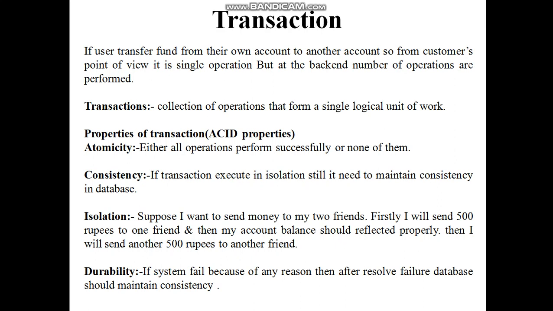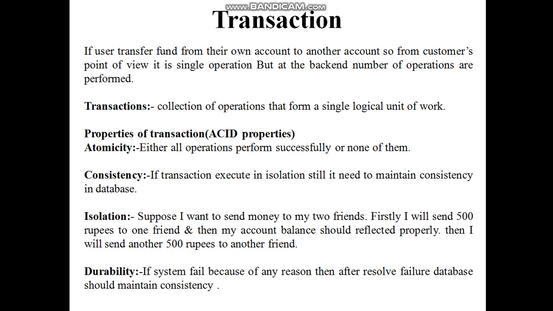Isolation is nothing but, suppose I want to transfer money to my two friends. Firstly, I am sending 500 rupees to one friend. After 500 rupees are deducted from my account, it will show the balance accordingly. That means the updated balance should be displayed. Then I will send the next 500 rupees to the other friend. So this is nothing but isolation.